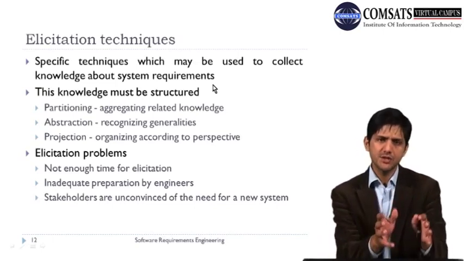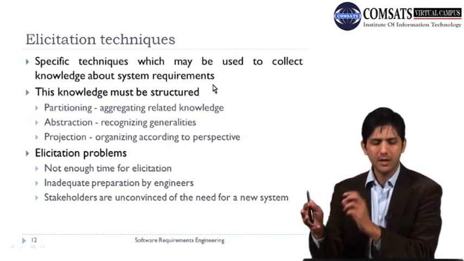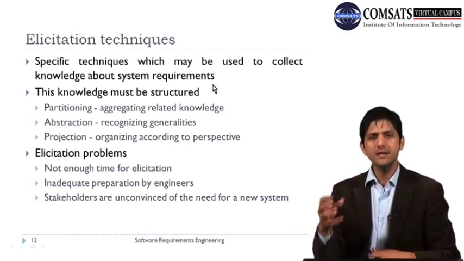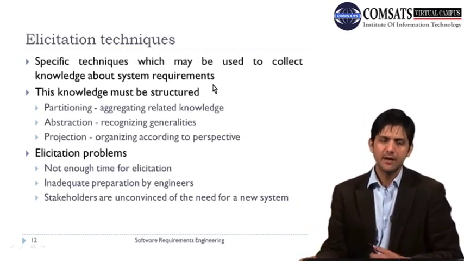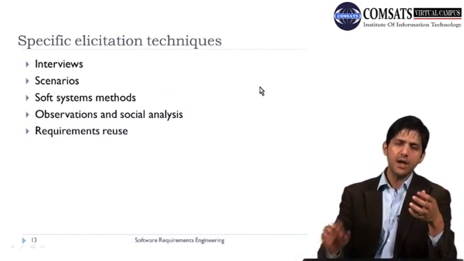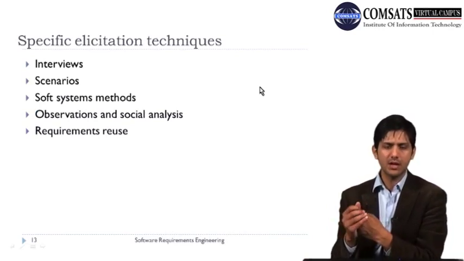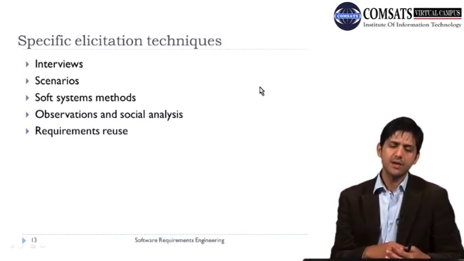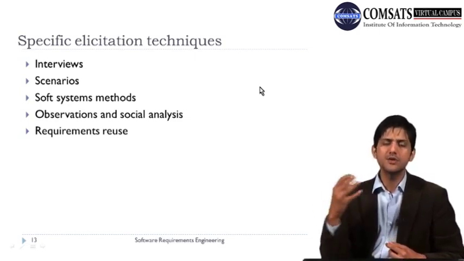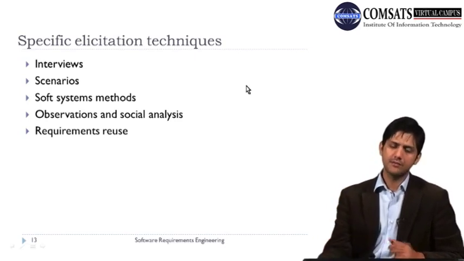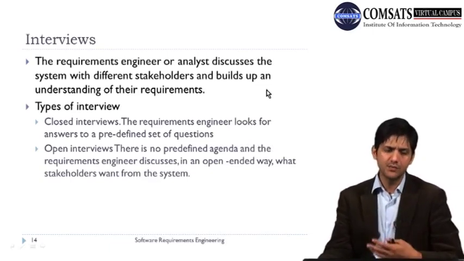Depending on the way we structure knowledge about the system, partitioning, abstraction, and projection, there are different techniques which are deployed, which help us to achieve that. And what are those techniques? You can conduct interviews, you can have scenarios, you can have soft system methods, you can have observation and social analysis, and you can have requirements reuse. So these are the different techniques in general which are used for elicitation. So let's quickly see what we do in those elicitation interviews.